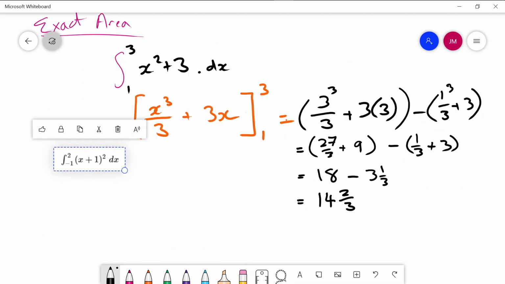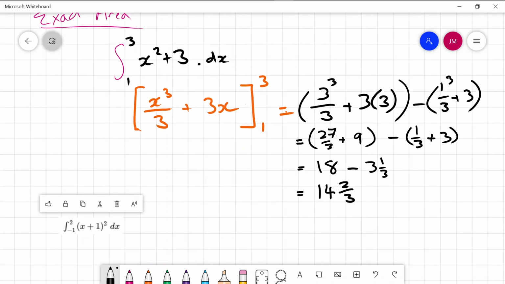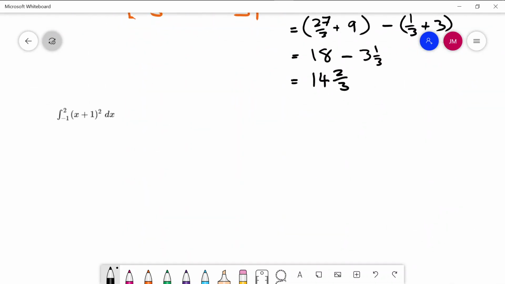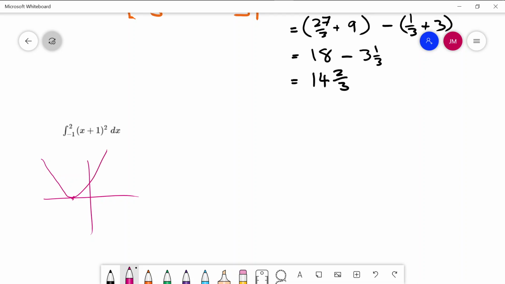Let's have a look at one more example. We've got x plus 1 all squared dx, and we're trying to find between negative 1 and 2. Now, x plus 1, if we think about what the graph looks like, it's going to have a turning point at x equals negative 1, so it's going to look like that. So the area between negative 1 to 2, we can see is going to be this area here. That's what we're trying to find.